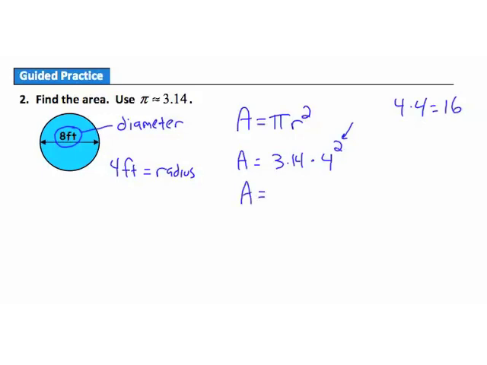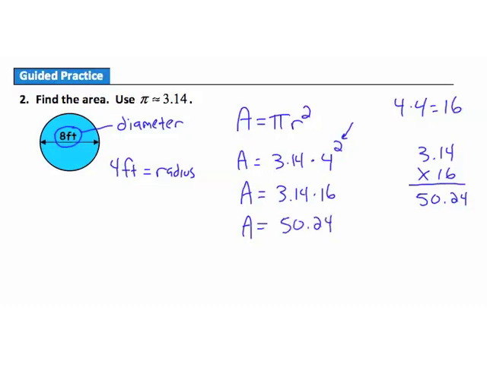So I'll rewrite my formula here, 3.14 times 16. And so now I need to take 3.14 and multiply that times 16. And when we do that calculation, we come up with 50.24. So then the area of this circle is 50.24, and we want to make sure that we indicate this is a measure of area. We were using feet originally, so we want to have our answer in square feet.